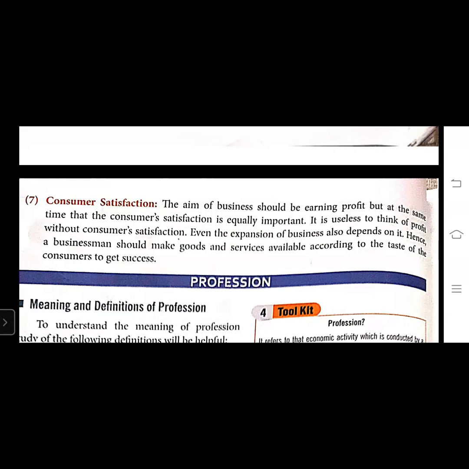Okay, if he wants to be successful for a long time, then the consumers' need, their taste, and their satisfaction are compulsory here, right? So these were the characteristics of the business.